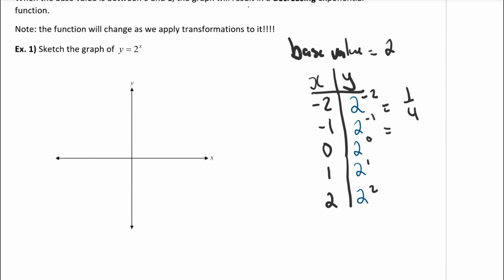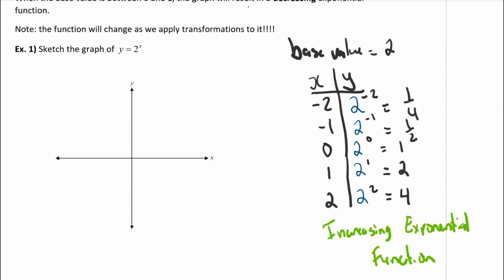The next one is 1 over 2. And 2 to the power of 0, well, anything to the power of 0 will always give you the answer of 1. 2 to the power of 1 gives you 2. 2 to the power of 2 gives you 4. And so on. So this right here is an increasing exponential function. Okay. So let's go ahead and graph this out.